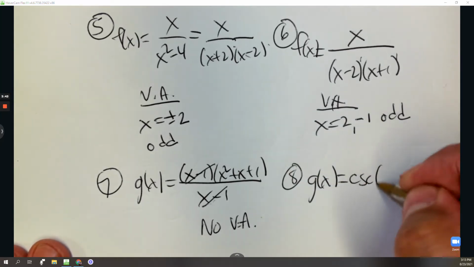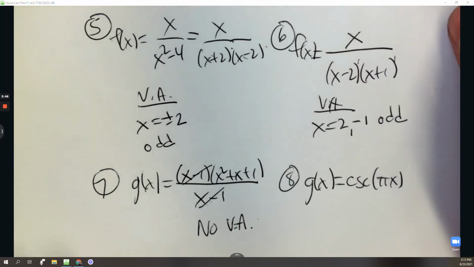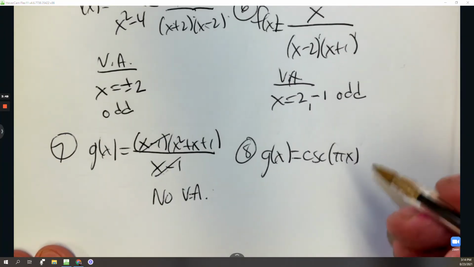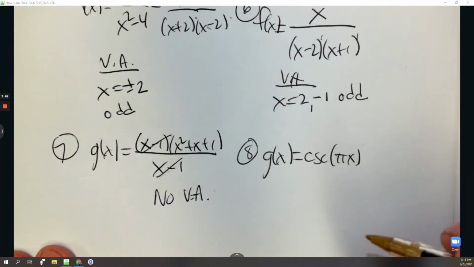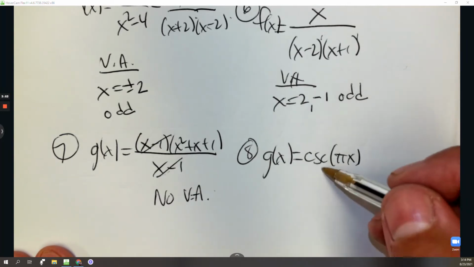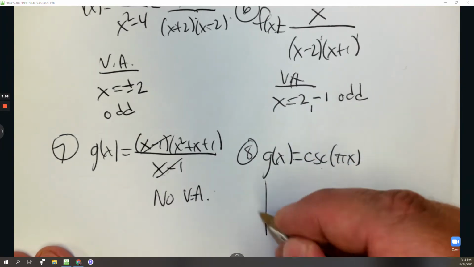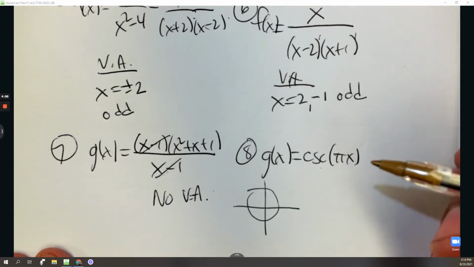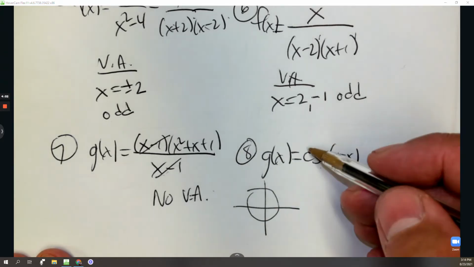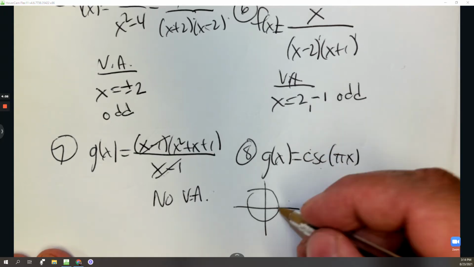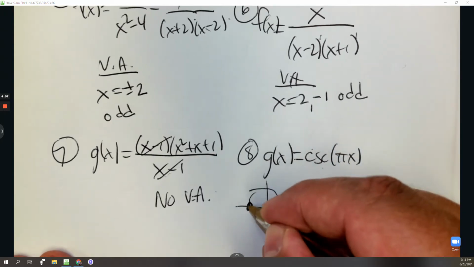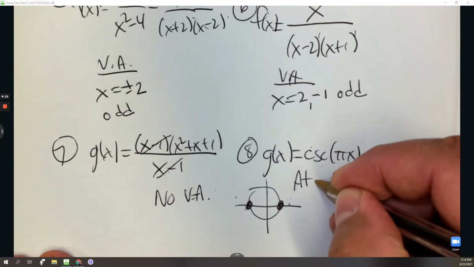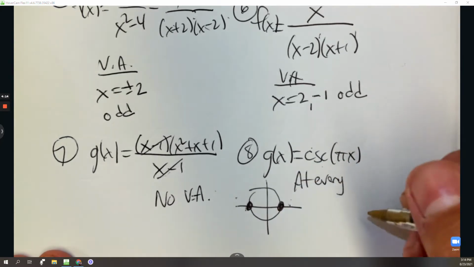Trigonometry. Beautiful. So where are the vertical asymptotes here? Let's just do a quick little lesson here. When you graph, it's where it's undefined. Cosecant is the y value. Here's the unit circle. We're looking for the y value that is 0 because the reciprocal of 0 is undefined. So the y values where it would be 0 are 0 and pi and 2 pi and 3 pi, and so on. So at every multiple of pi.